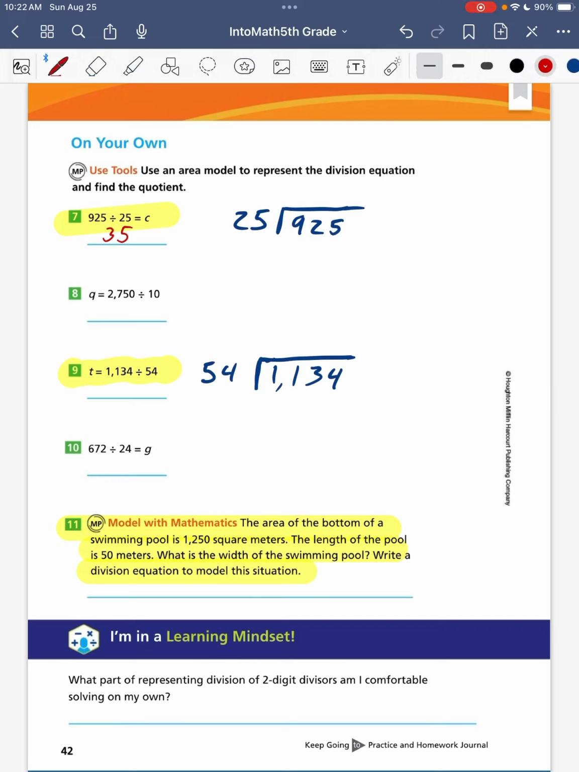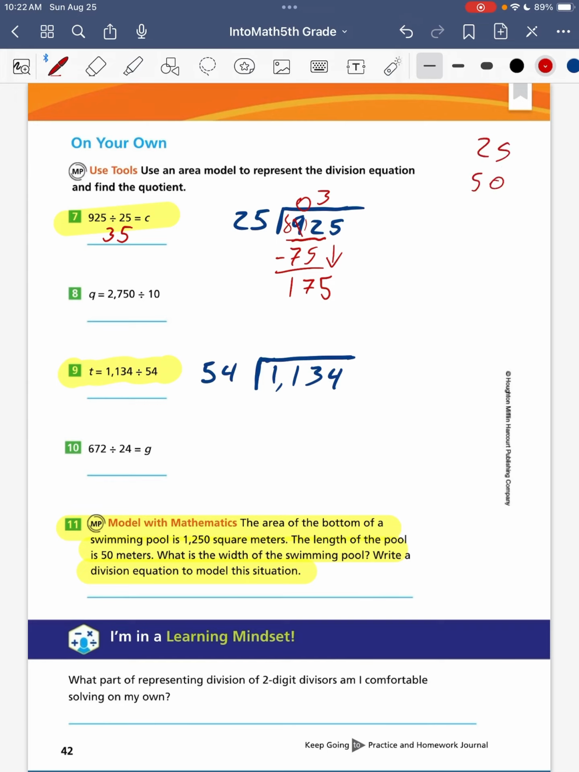So in my division equation, 25 can't go into 9, but into 92 it can go in 3 times. 3 times 25 is 75. Subtract this out with some regrouping. 12 minus 5 gives me 7. 8 minus 7 is 1. So now I'm at 17. Carry down my 5. How many times can 25 go into 175?